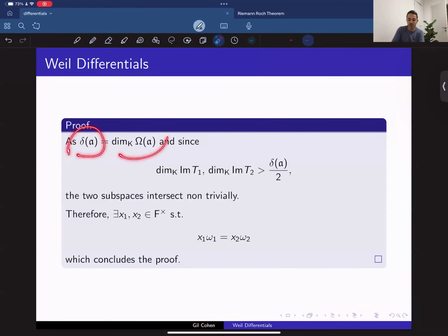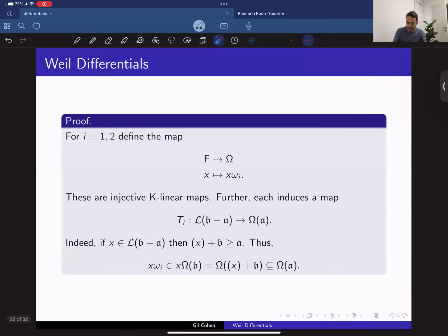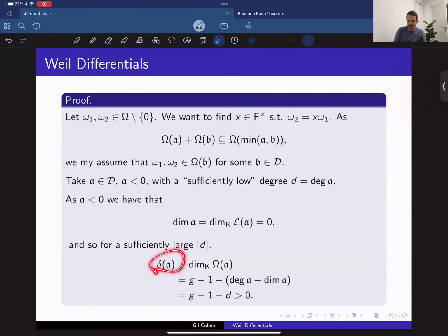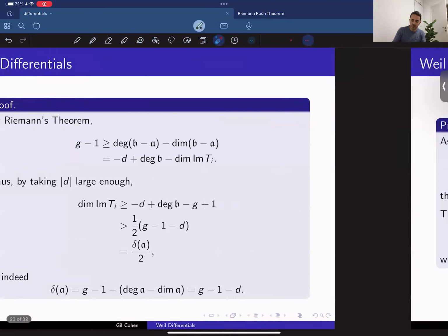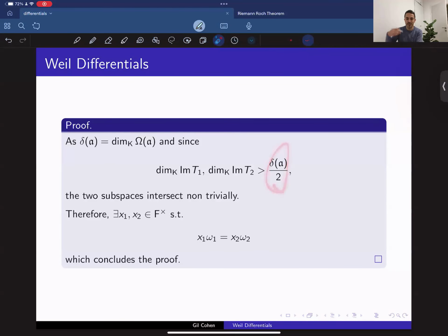So delta A is the dimension of omega A, and we have these two maps, and both of them have image which is strictly larger than half the dimension of this space. And recall, by the way, initially we said that this dimension is strictly positive, so there's something there. So these numbers are non-zero, so it's a half of a number which is non-zero. So this means that these two subspaces intersect non-trivially, right? You know, it's a dimension 4 subspace, and each of them has image of dimension at least 3 or something.